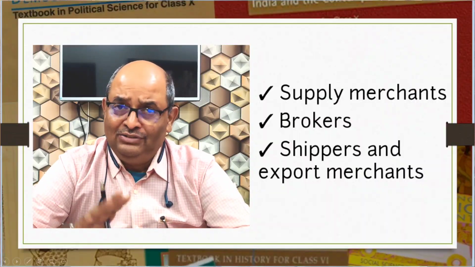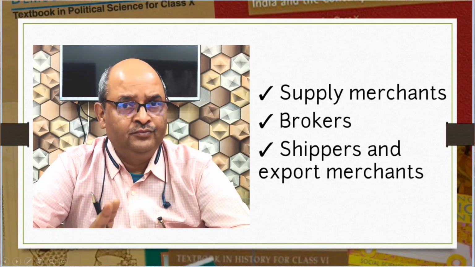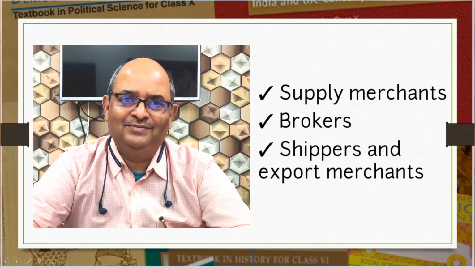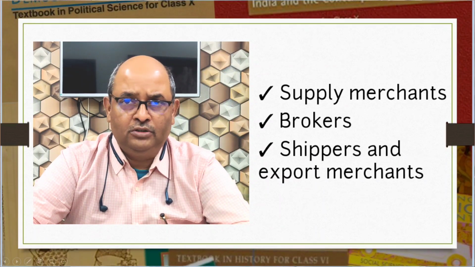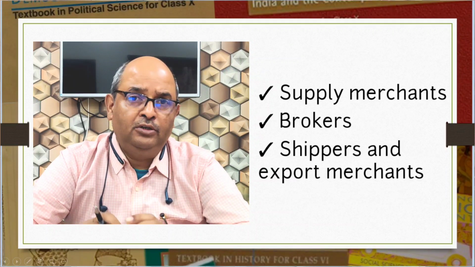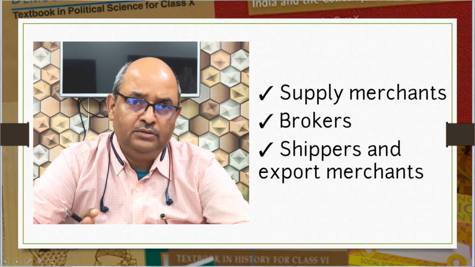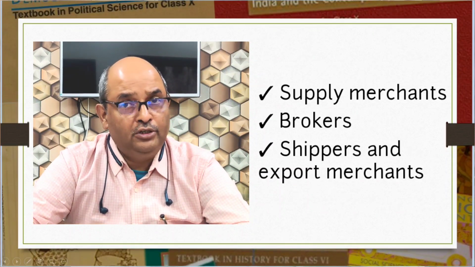Now let us see how this system of production and export took place. Three important persons were involved in this network of export trade. They were supply merchants, brokers, and shippers and export merchants. First, supply merchants. In this process, the supply merchant was an important person who had effective control over the process. Weavers prepared cloth in villages in inland regions. This supply merchant was the person who linked the port towns to the inland regions where the weavers made cloth.